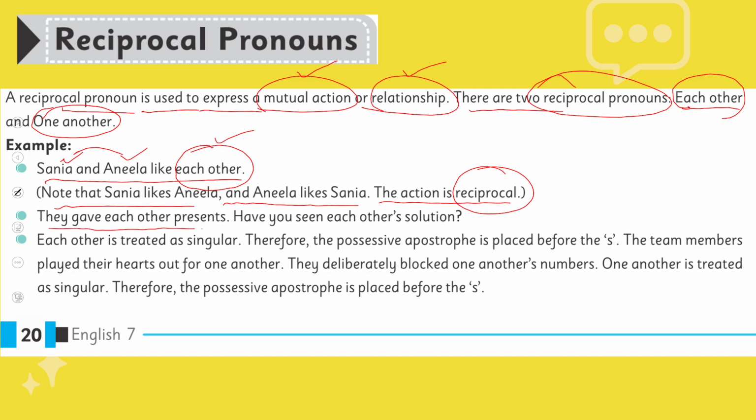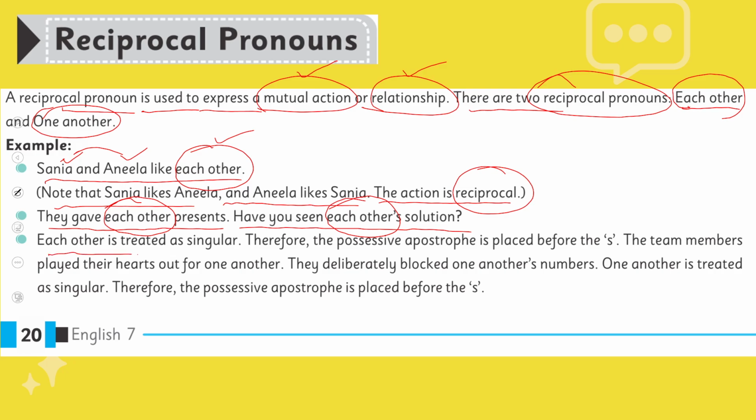They gave each other presents. Have you seen each other's solutions? Now, the presents are given from both sides. That's why we use each other as our reciprocal pronoun. Have you seen each other's solutions? Again, this is talking about the mutual action of showing solutions to each other.